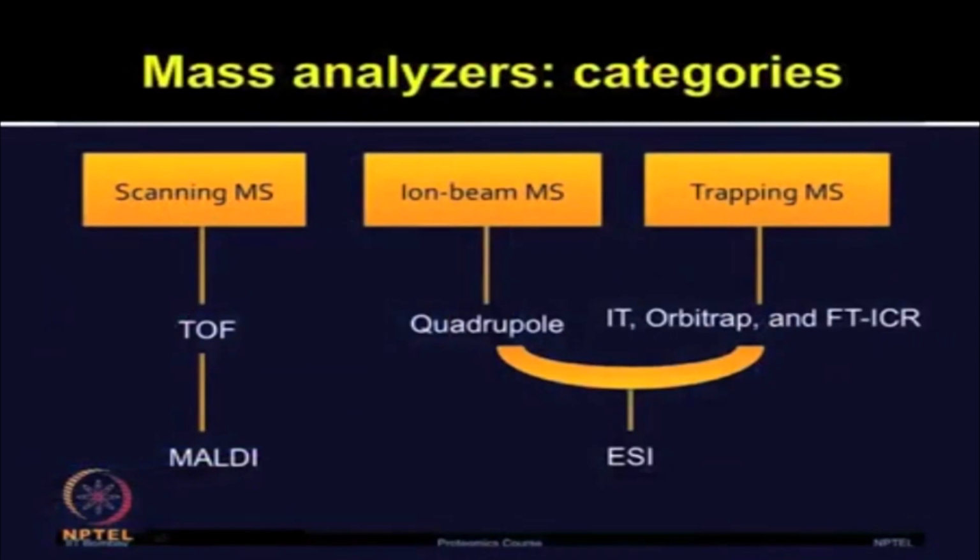Now, mass analyzers can be categorized broadly into scanning MS, ion beam MS and trapping MS. Scanning MS is more commonly used with the TOF, which is further coupled with the mild ionization sources. The ion beam MS is commonly used for the quadrupoles, whereas trapping MS is for the ion traps, Orbitraps and FTICR. All these can be coupled with electrospray ionization ESI. Now, let us discuss some of the important mass analyzers in a little more detail.